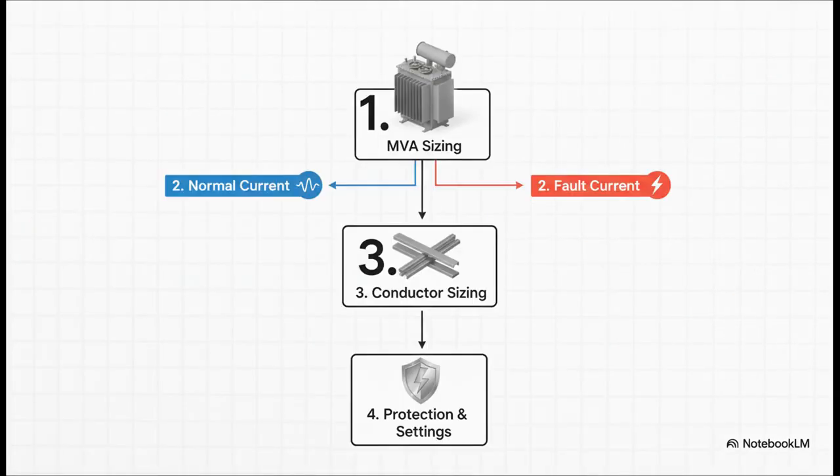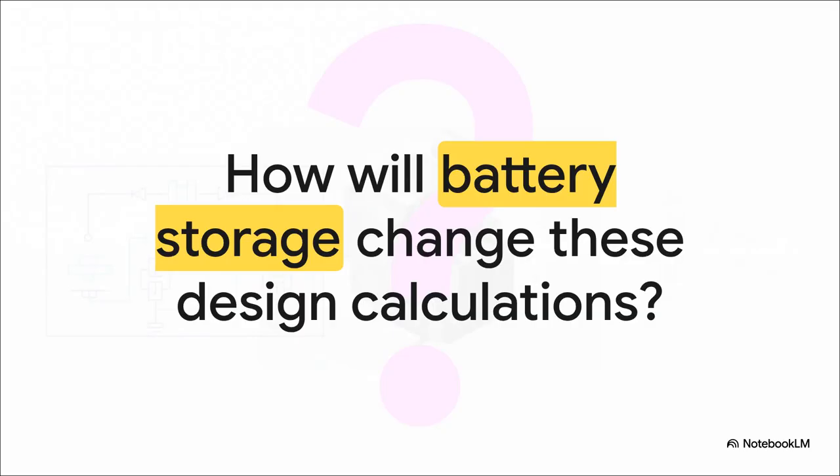So, let's just do a quick recap of the whole process. Remember, it all starts with the transformer's MVA rating. That's our foundation. From there, we calculate both the normal current and that huge fault current. We then use those numbers to size our conductors for the absolute worst-case scenario. And finally, all those last checks and protection settings are what guarantee long-term reliability. That's the workflow in a nutshell. And there you have it, a step-by-step guide to the core substation design calculations.